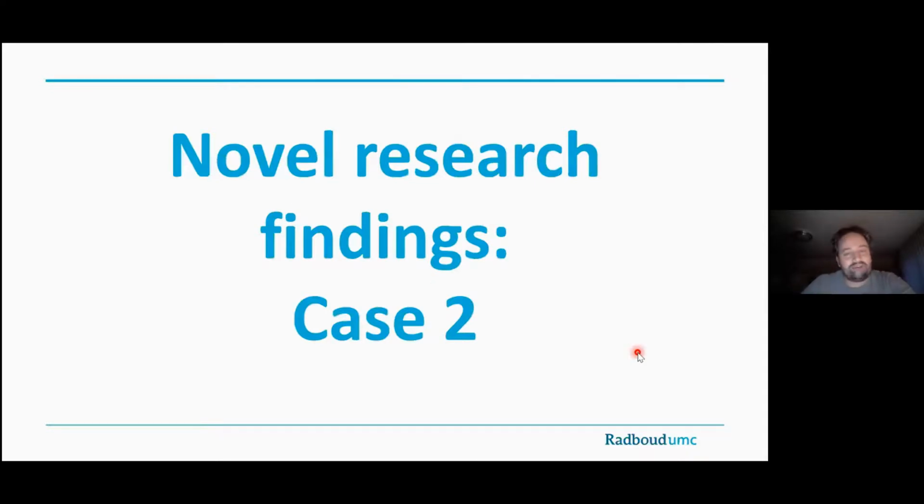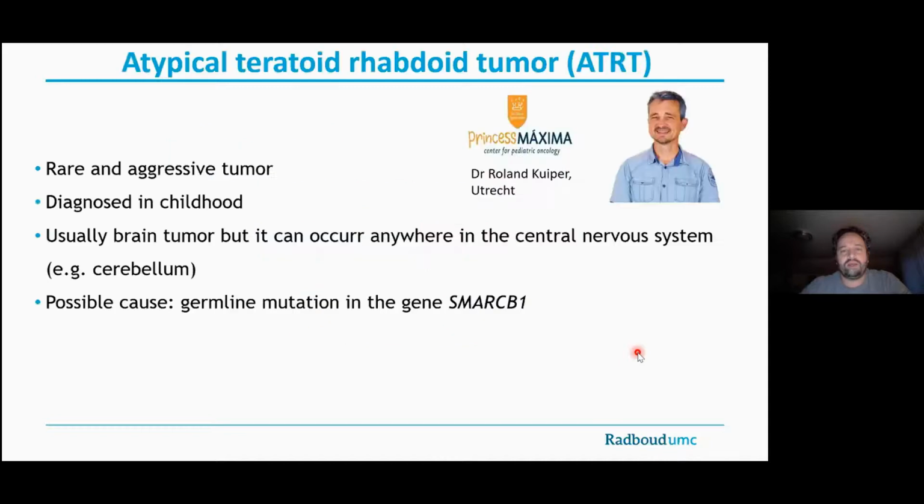I brought a second example today to illustrate what we can identify in terms of structure variants by optical mapping. And that is a collaboration with an old colleague of mine, Roland Kuiper, who now works in Utrecht, also in the Netherlands, in the Prinses Maxima Center for Pediatric Oncology. And one of Roland's interests is a very rare but aggressive form of cancer that is usually diagnosed in childhood, and that is known as atypical teratoid rhabdoid tumors. Usually those present as brain tumors, but can also affect other parts of the central nervous system.